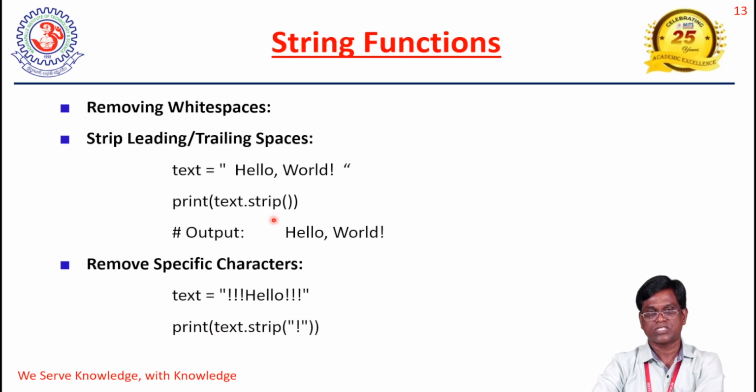The same strip function I can use with an argument. In that argument I need to specify the character which I want to remove. See here, text.strip of that particular exclamatory mark. Now automatically all the exclamatory marks from the string will be removed, and we are going to display only the characters from that. Okay. So this is how to remove specific characters from the given string.